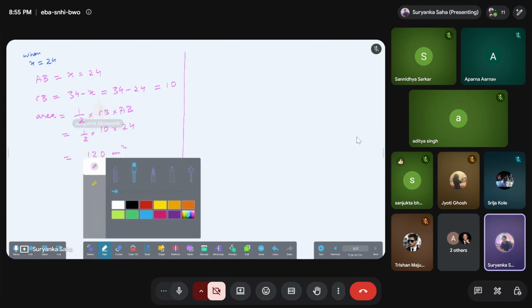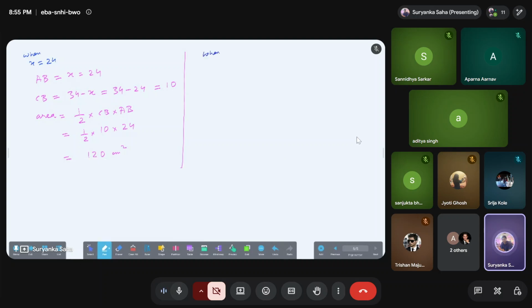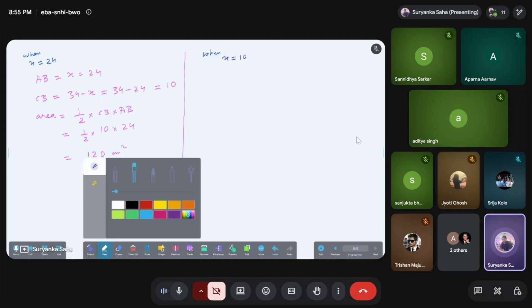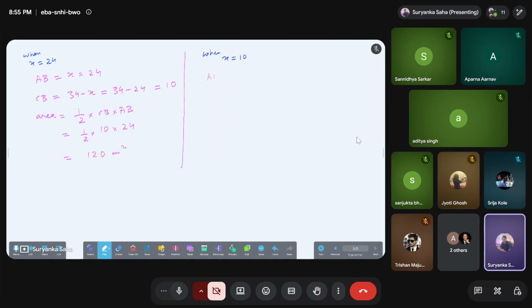That is when x equals 10. You will get the same values, but you have to do it when x equals 10. So when x equals 10, AB will be x equals 10 centimeter. All these are in centimeter, so you have to write centimeter. So AB is 10 centimeter and CB will be 34 minus x, that is 34 minus 10, equal to 24 centimeter.